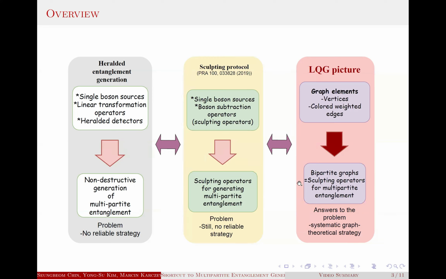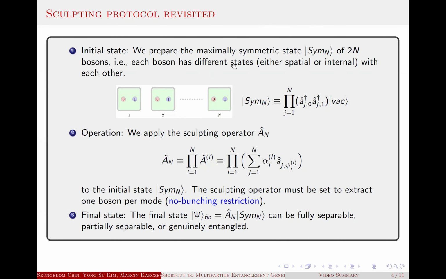We map all the operator elements of sculpting operators to bipartite graphs so that each bipartite graph corresponds to a sculpting operator. Then, we can use well-established graph theoretical techniques to find suitable graph solutions for our target states. A brief explanation on the sculpting protocol is now in order.